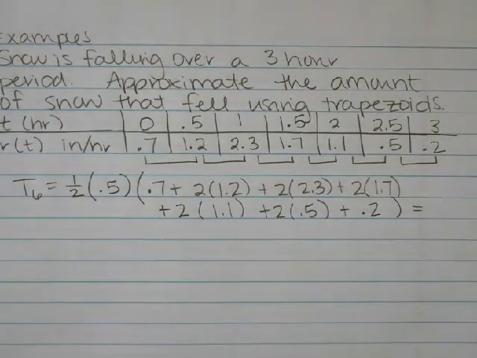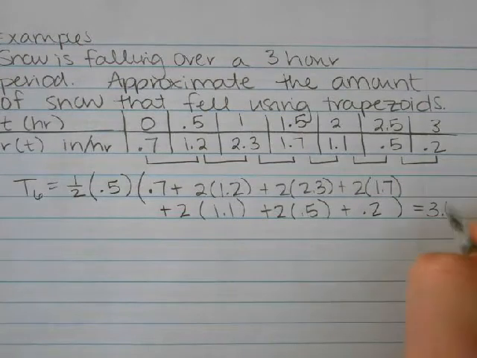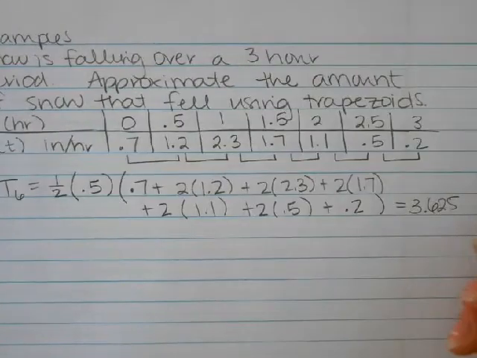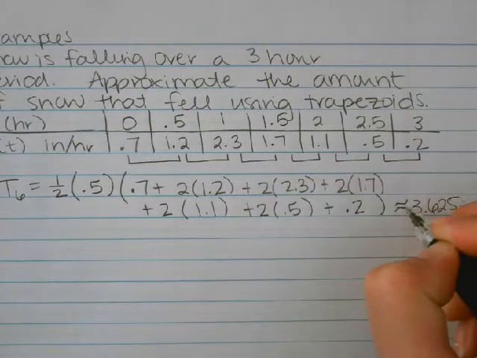So if we go ahead and type this into our calculator, we're going to find that the total number of inches that fell in that 3-hour period would be 3.625 inches, and that's not an exact measurement, that's approximating it.